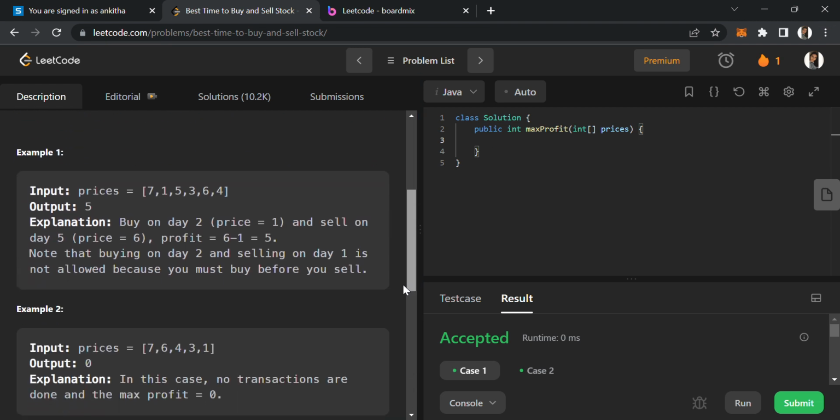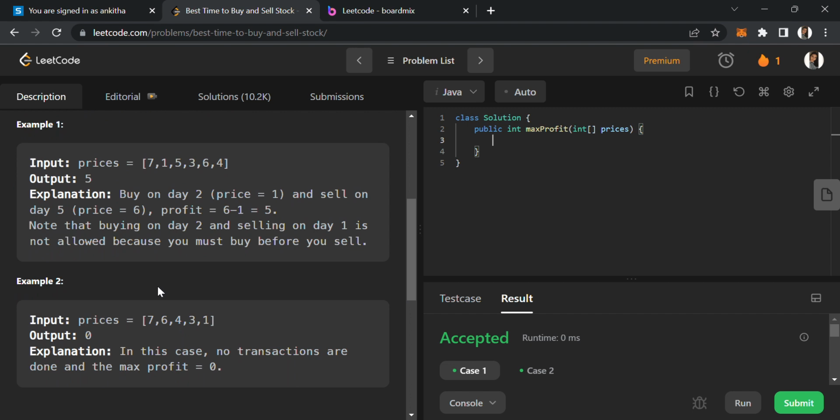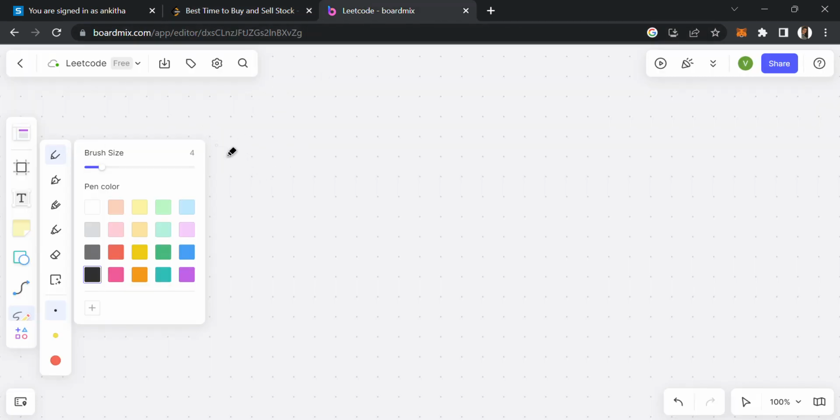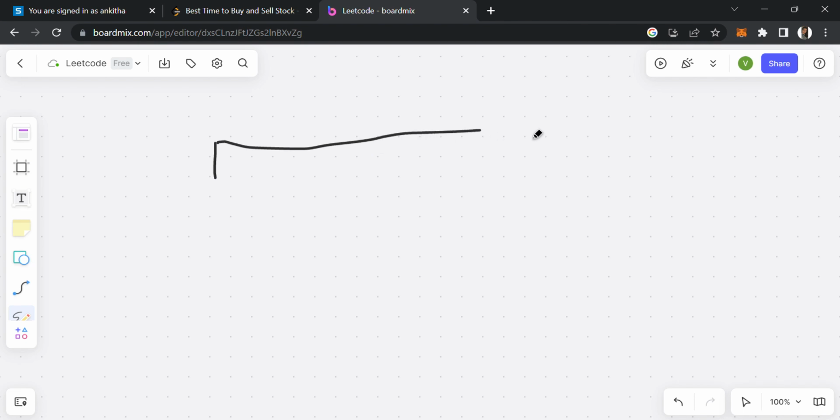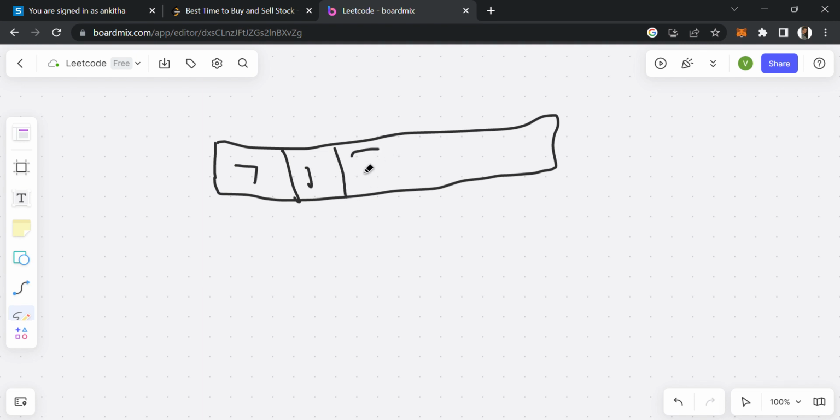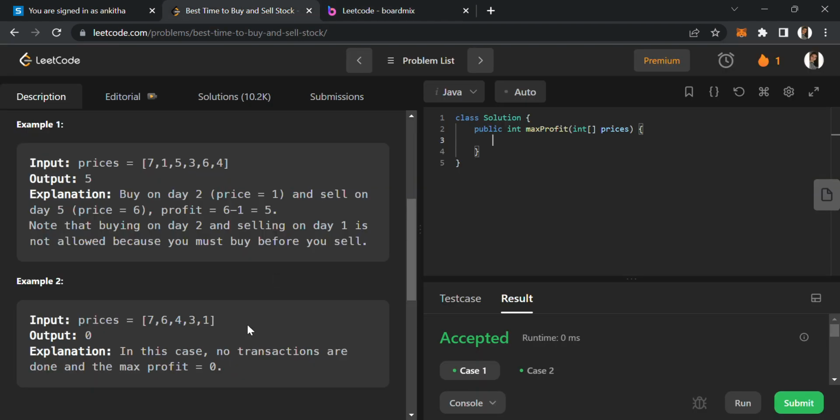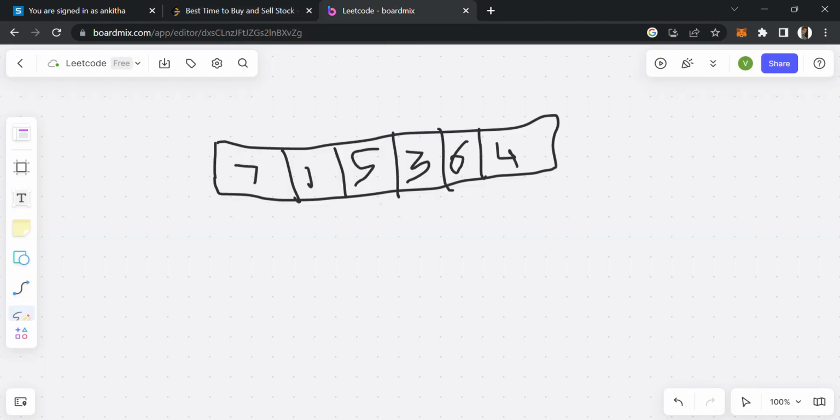So here is the input and output sample which they have given, and I'll be using the same example for explaining the problem statement as well. I will take this array: 7 1 5 3 6 4. 7, 1, 5 and 3, 6, 4.